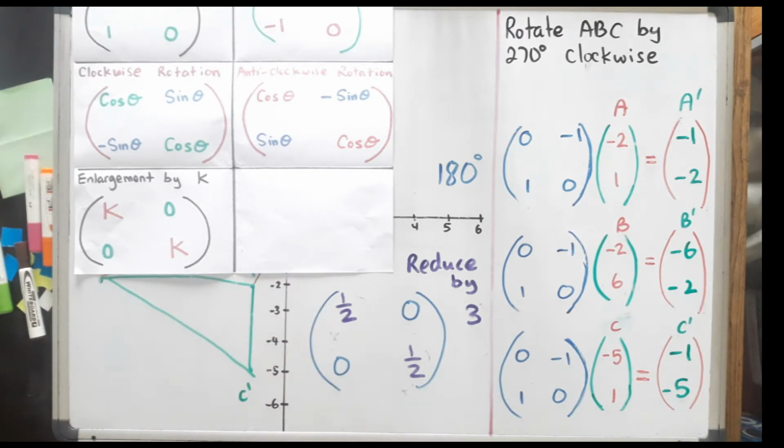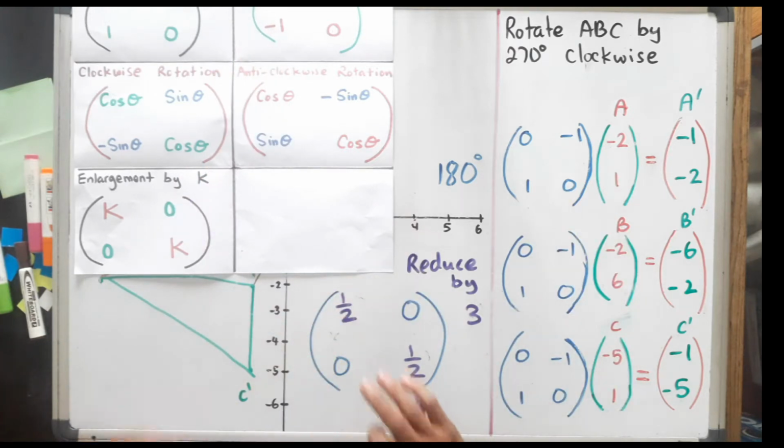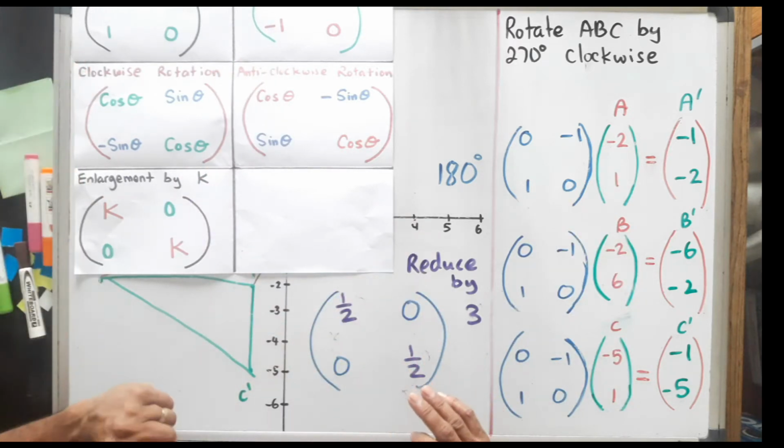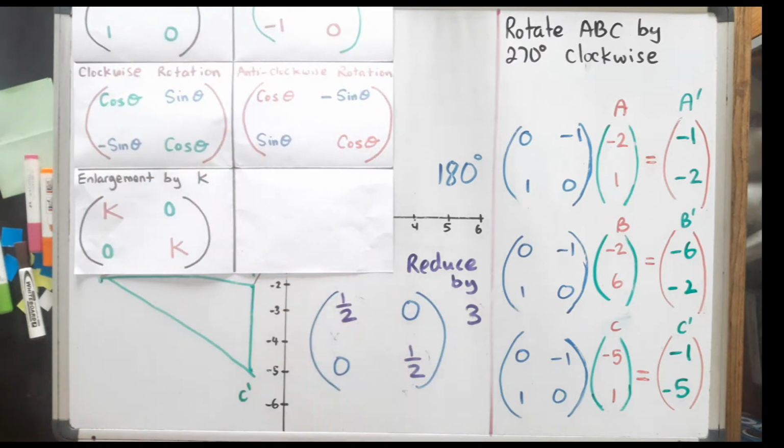Alright guys, so in my next video, I'm going to do combination matrices. I'm going to show you how to do 2 things in one question rather than just an anti-clockwise rotation by itself, rather than doing a reflection in the x-axis by itself.